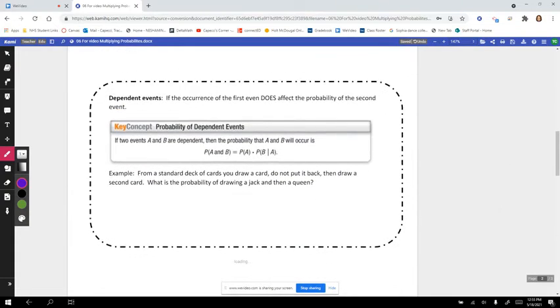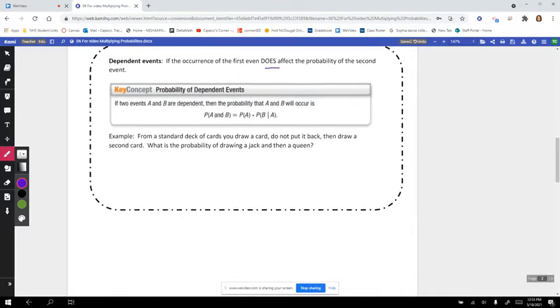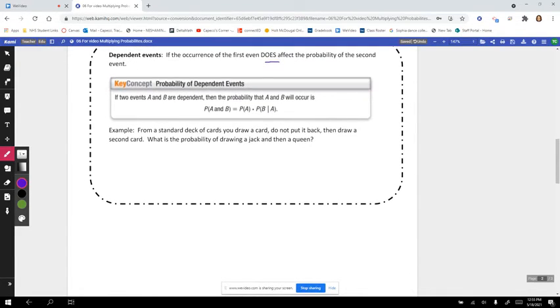Now, if we have a dependent event, this occurs if the first event does affect the probability of the second event. So for instance, if I have a standard deck of cards and you draw a card and don't put it back, then you're going to draw a second card. So when you first draw that first card and you don't put it back, that does affect what happens the second time around, right? So we want to know what's the probability of drawing a card and then a queen.